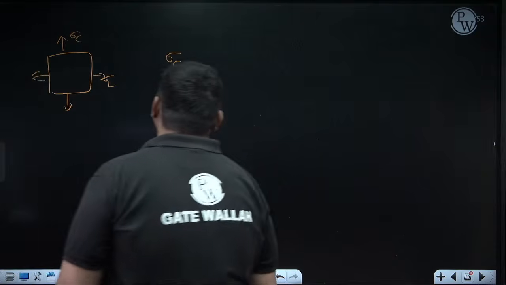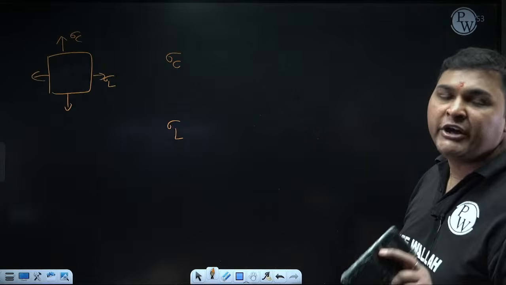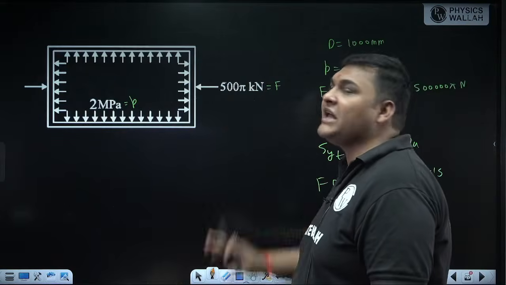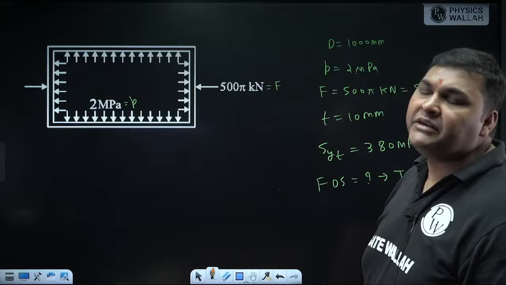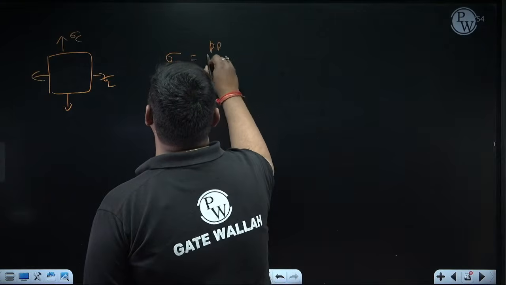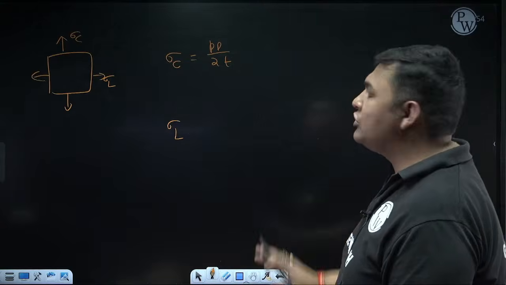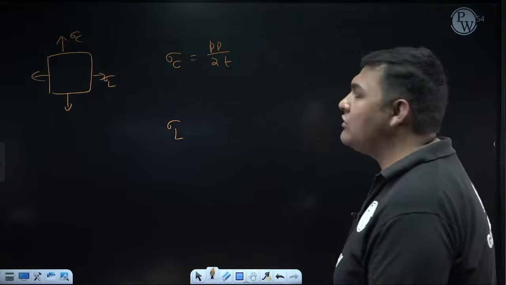Now see, circumferential stress always comes only due to pressure. It has nothing to do with axial force. And due to net internal pressure, the formula to calculate circumferential stress is always plus PD by 2T. Why am I saying plus? Because for tensile I am using plus, for compressive I am using minus. So due to internal pressure, circumferential stress will always be tensile.